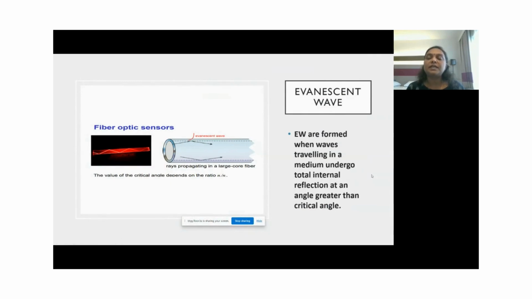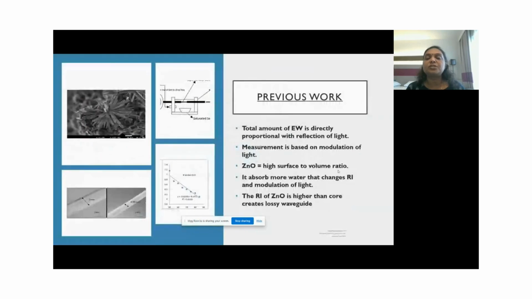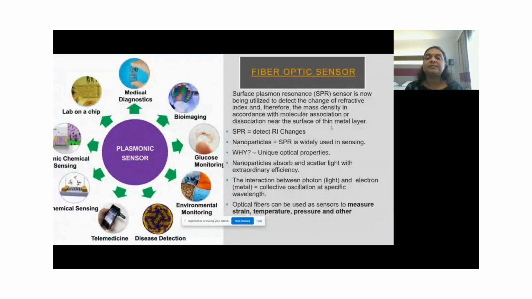In my research work, evanescent waves are formed when a wave traveling in a medium undergoes a condition called total internal reflection. This was the point that triggered me to do this research. In my previous work, the total amount of evanescent wave is directly proportional to the reflection of light. Measurement is based on modulation of light, and to enhance the performance of this fiber, zinc oxide, which provides a higher surface-to-volume ratio, was used to absorb more water that changes the refractive index, and indirectly this fiber was working as a humidity sensor.